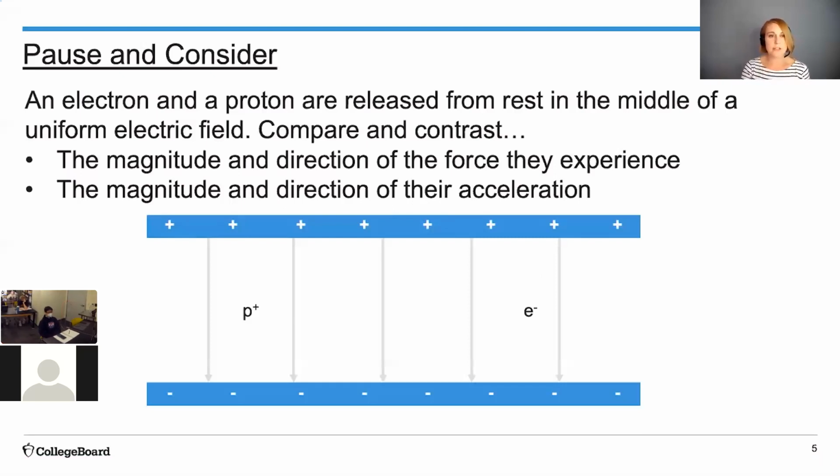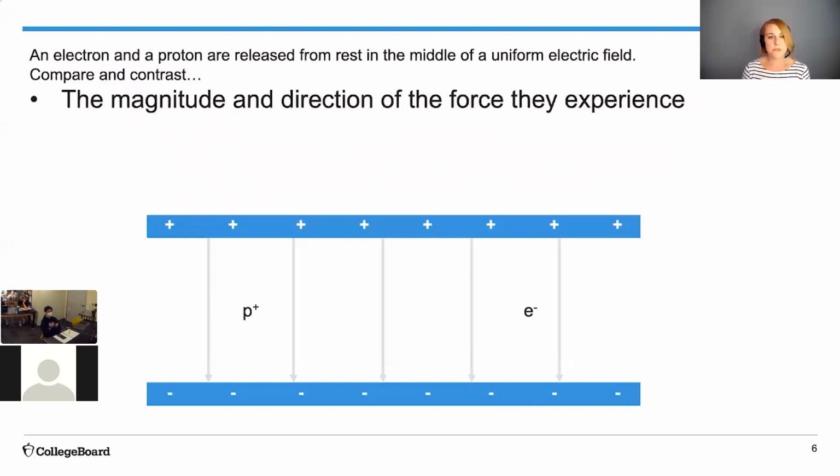So when we're looking at this proton and this electron in this uniform electric field, and we're thinking about the magnitude of force that they experience, both protons and electrons are located in a uniform electric field, meaning the value of the electric field strength is the same everywhere in that field. They should experience the same amount of force, because if the electric field strength is the same and the charge is the same, the amount of force is the same. However, protons are positively charged and electrons are negatively charged. So the direction of the force that they feel will be in opposing directions.